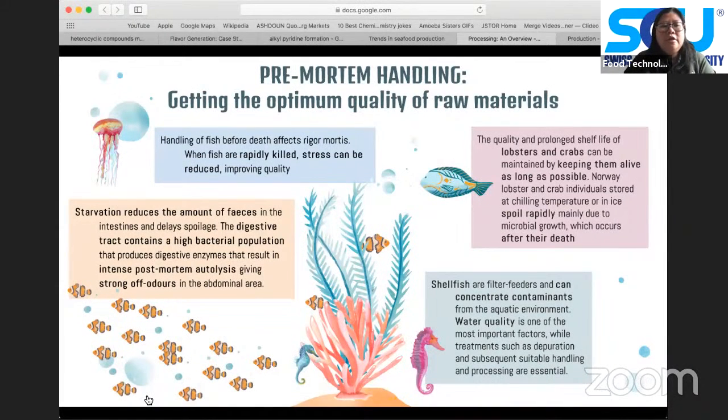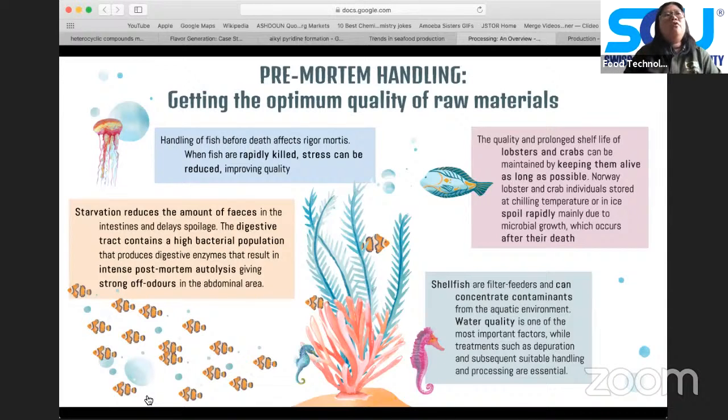Now, if we talk about getting the optimum quality of the raw material, then we will be talking about pre-mortem handling. You have learned previously about rigor mortis, and how animal stress, not only fish, may affect the rigor mortis. This is why in the handling of fish, rapid killing is always suggested. It will reduce the stress and therefore improve the quality of the fish flesh.